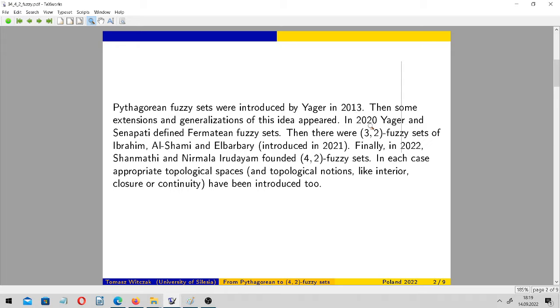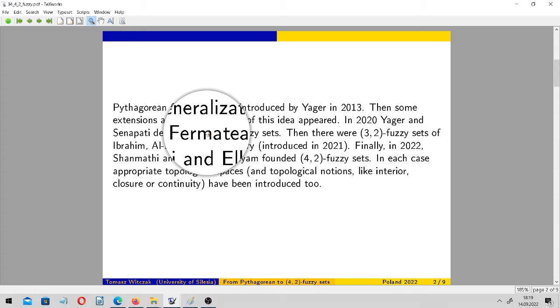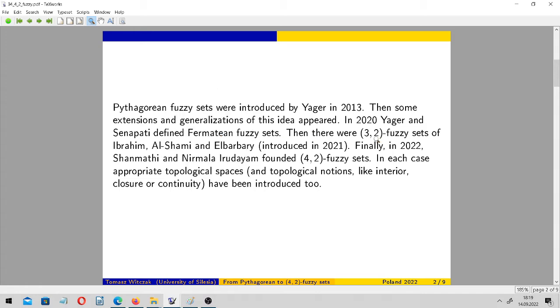For example, in 2020, Yager and Senapati defined Fermatean fuzzy sets. Then there were so-called 3-2 fuzzy sets of Ibrahim, Al-Shami and Al-Barbari. It was in 2021 when they introduced them. And finally, in the current year, in 2022, Shanmathi and Nirmala Irudayam founded 4-2 fuzzy sets, and in each case appropriate topological spaces and basic topological notions, interior, closure, boundary, or continuity have been introduced too.